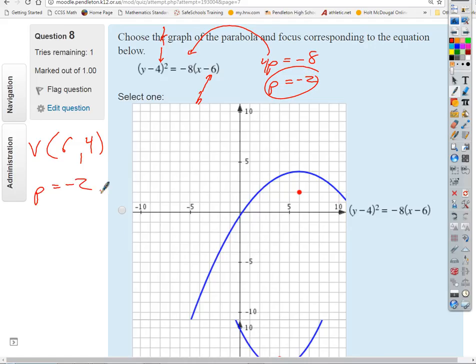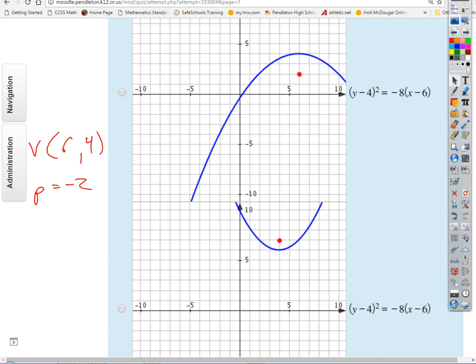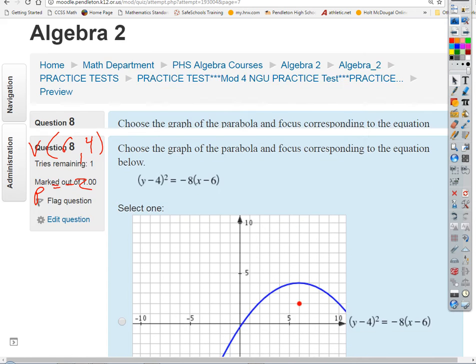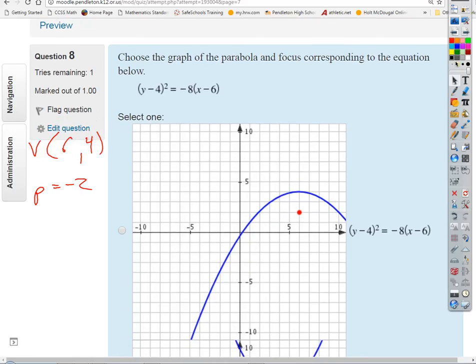Okay, so let's find that one. So coordinate 6, 4. Oh, and by the way, is this going to be horizontal or vertical? It's going to be horizontal, isn't it? Because the y is the variable that's being squared. So if p is negative and it's horizontal, doesn't that mean our parabola is going to be sideways, opening in the negative direction? So like that. That's the kind we're looking for.